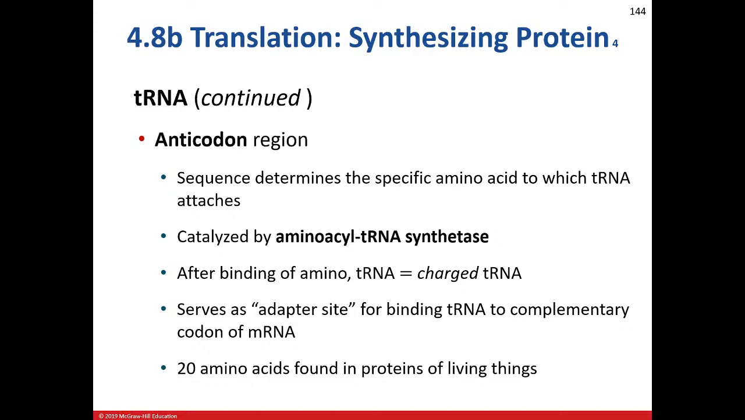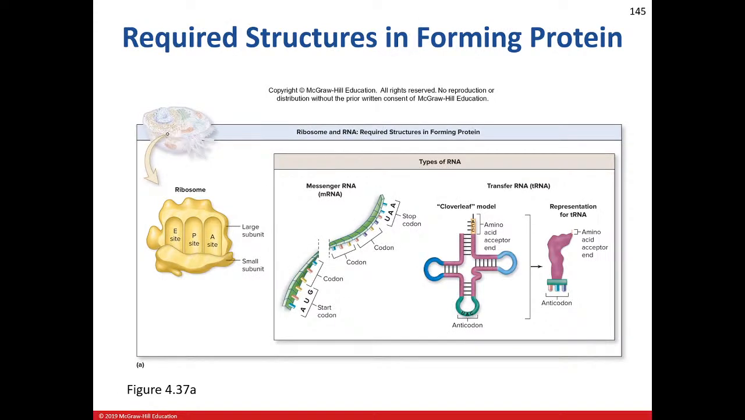After binding of the amino acid, the tRNA becomes charged tRNA. We say it's charged because it's loaded, it's attached to the amino acid. It serves, as we said, as an adapter for binding the tRNA to the complementary codon of the mRNA. There are 20 amino acids found in the proteins of living things. I mean, if you look at all of life, there are more than just 20, but in humans, 20. The majority of living things, 20.